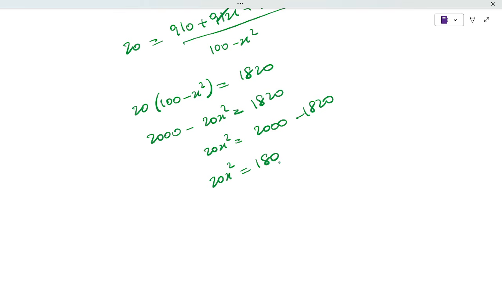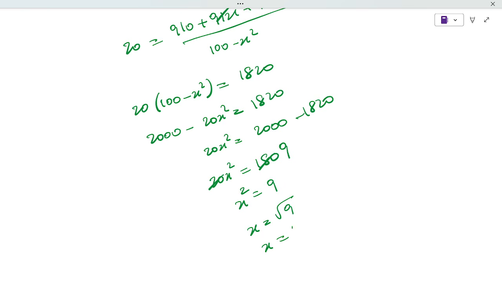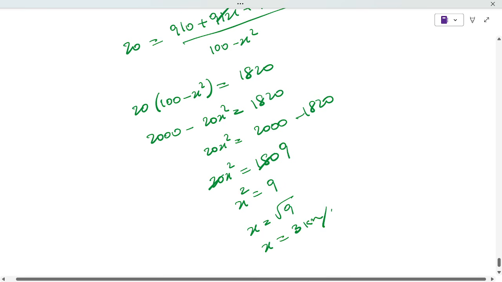So 180 divided by 20 is 9. So x squared is equal to 9. x is equal to the root of 9, taking the square root, x is equal to 3 km per hour. So that's the speed of the stream.